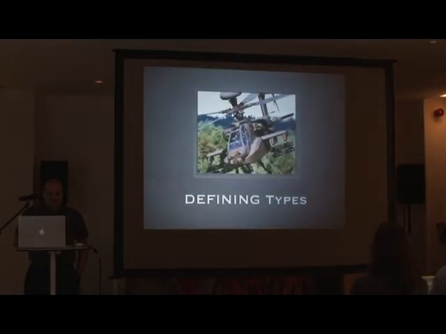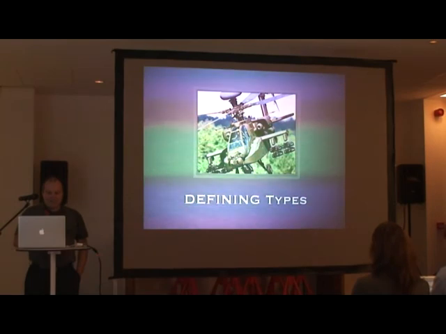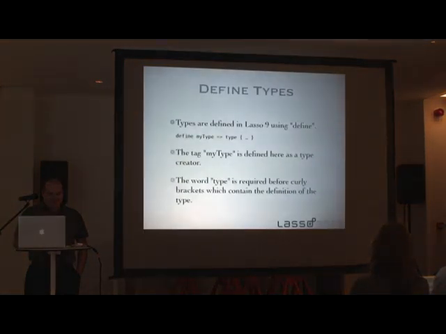All right, so now I'm going to talk about defining types real quick, because you've all got tags, right? Yeah, so types are defined in Lasso 9, again, using define. And this is really similar syntax to how we define the tag. We define the name of the type, association operator, and then we have the keyword type, and then the implementation or the definition of the type, which is always in curly brackets.